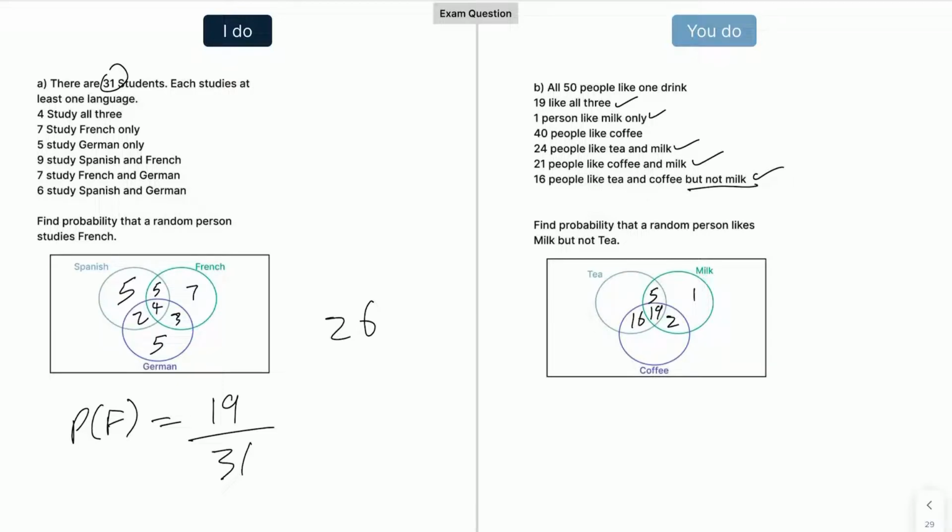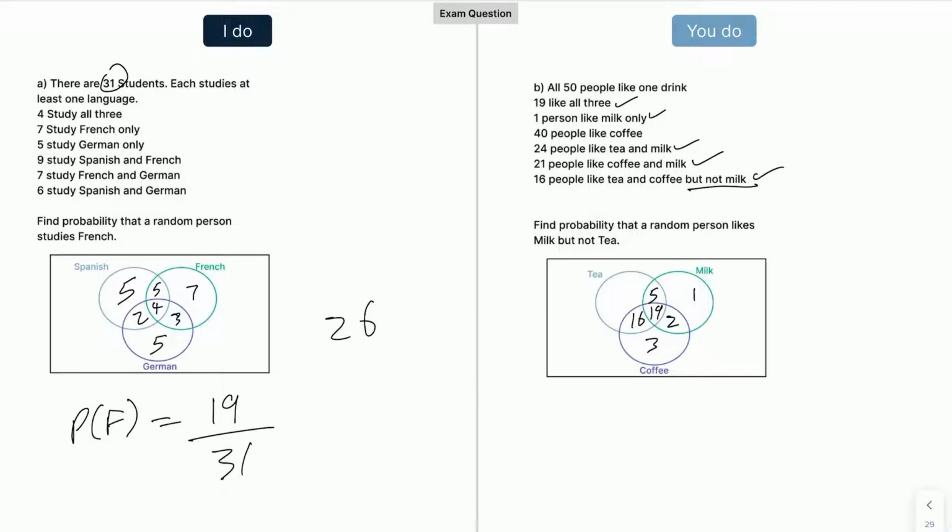And that's key here because it says but not milk. So it's on its own there. So we now have 5, 19, 5, 16, and 1. So altogether, that adds up to, oh, now we can use this information. I forgot about that. So there's 40 people that like coffee. So this whole circle adds up to 40. So that means this must be 3 to make up that 40.